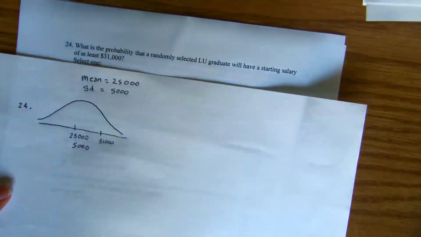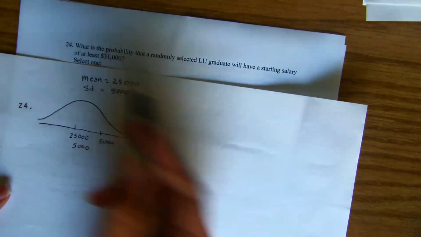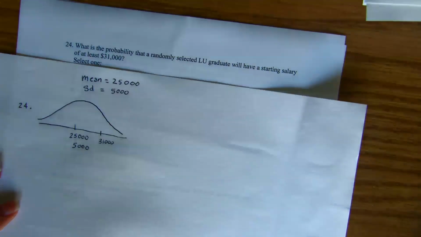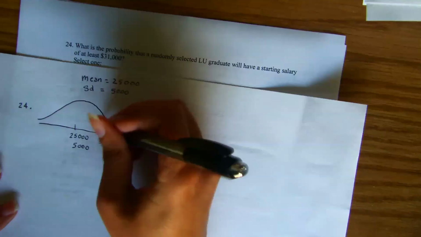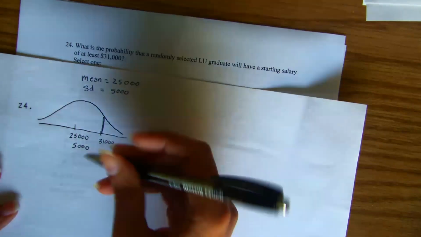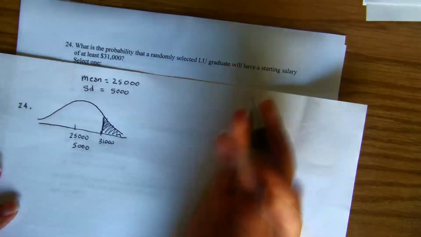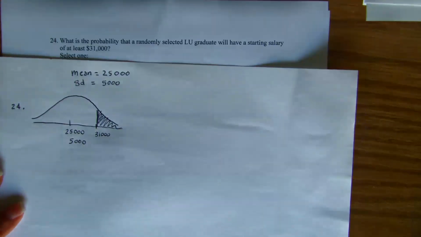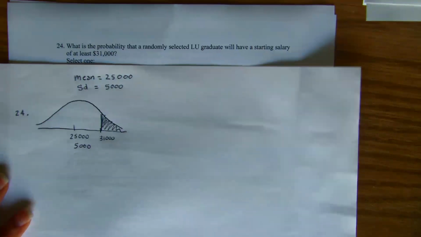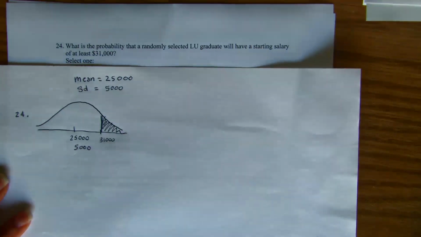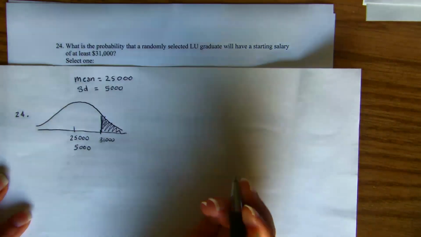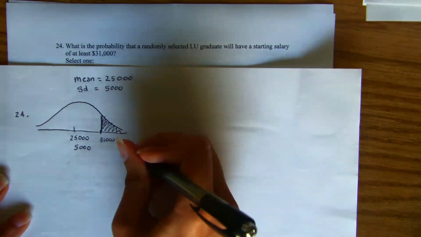31,000. So what does "at least" mean of at least 31,000? That means it has to be 31,000 or more, right? At least means 31,000 or more. So that means we're trying to calculate this area. So hopefully you guys remember that whenever we're trying to calculate probability, we use norm.dist, and Excel normally calculates to the left, but in this problem, we're trying to get the area to the right.